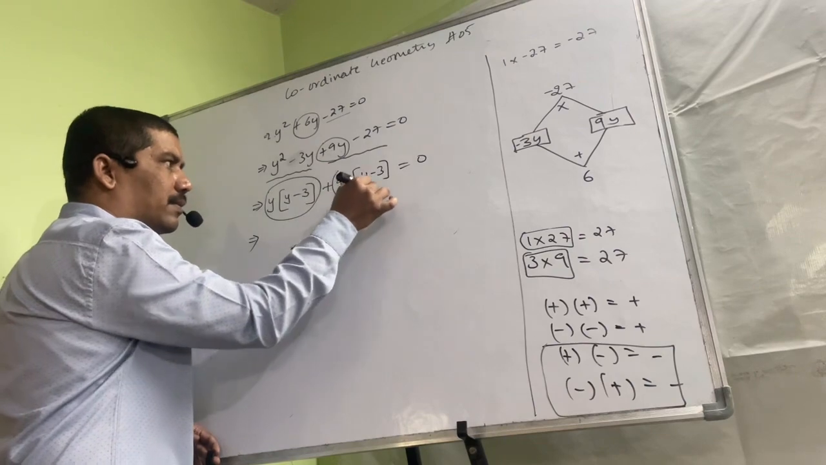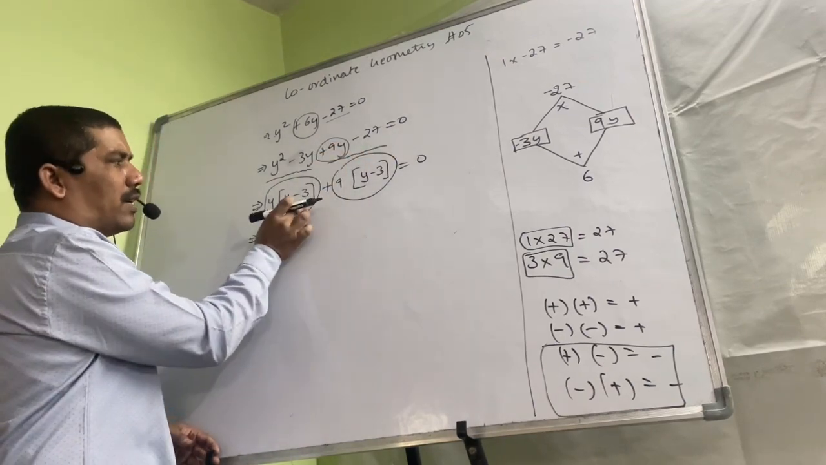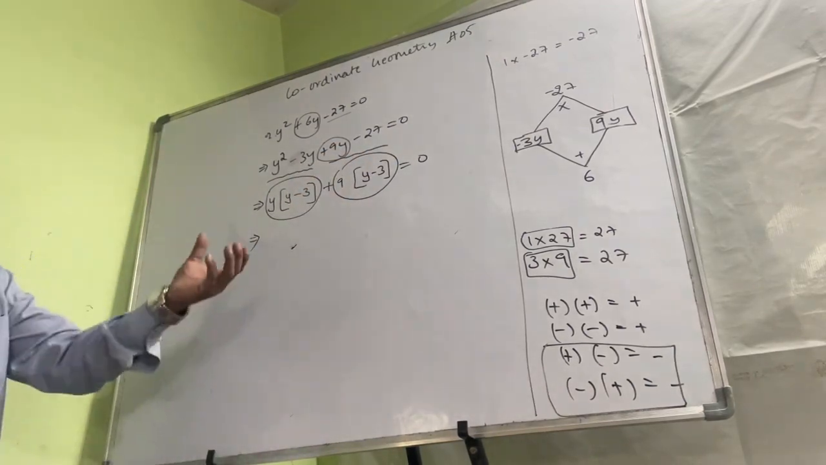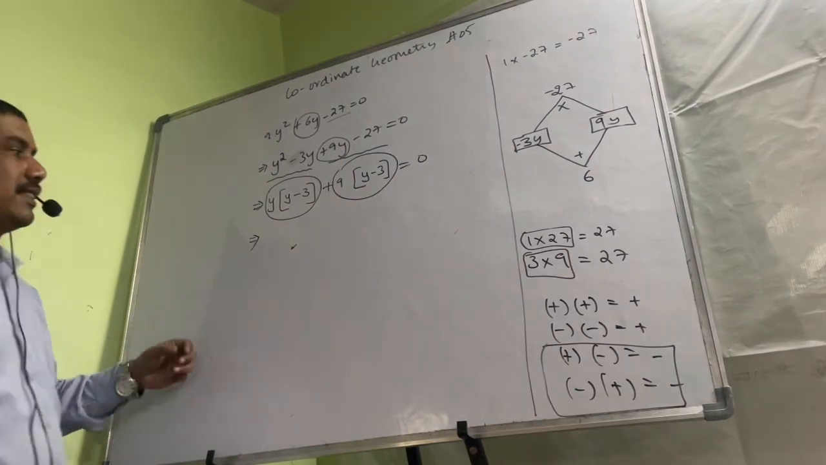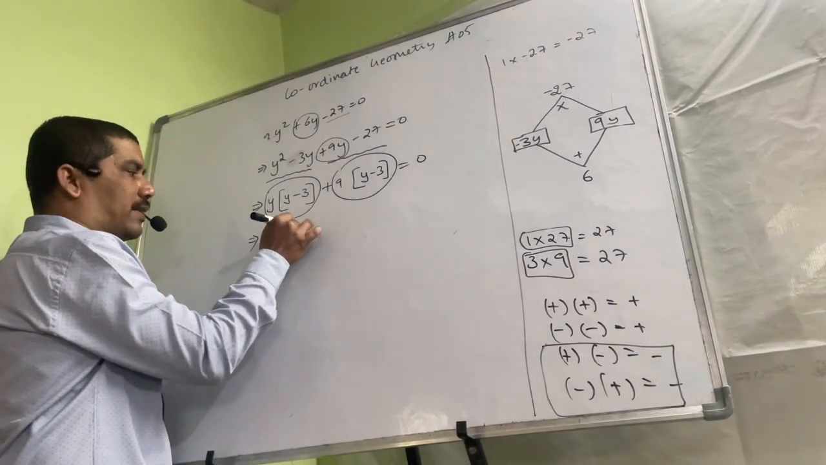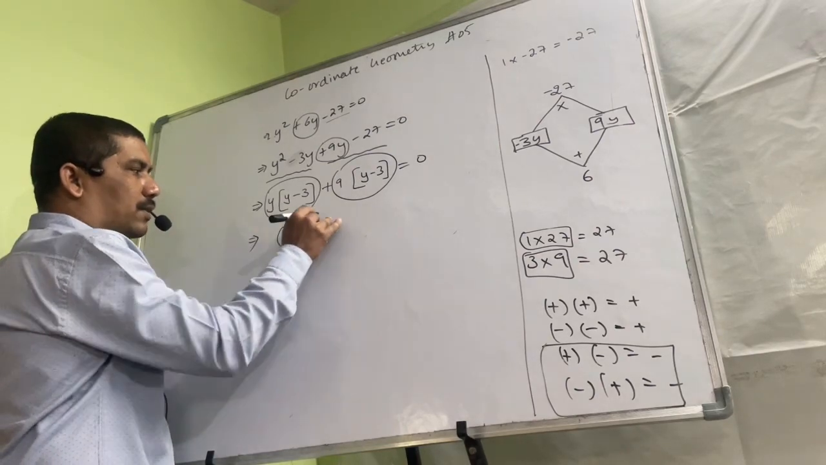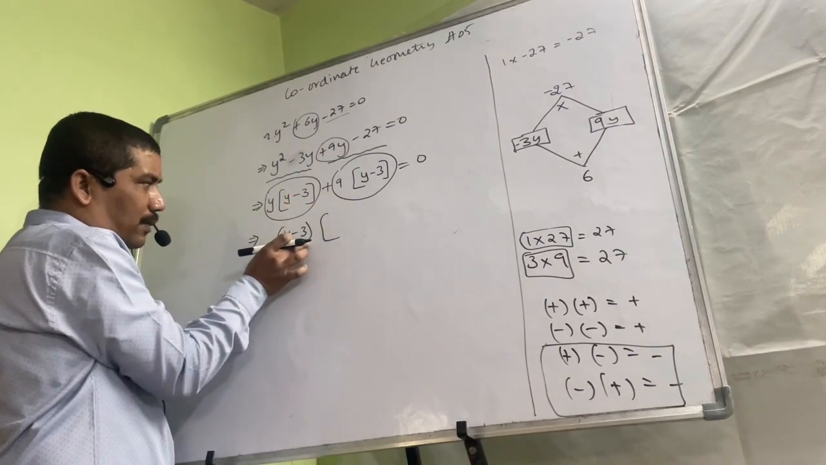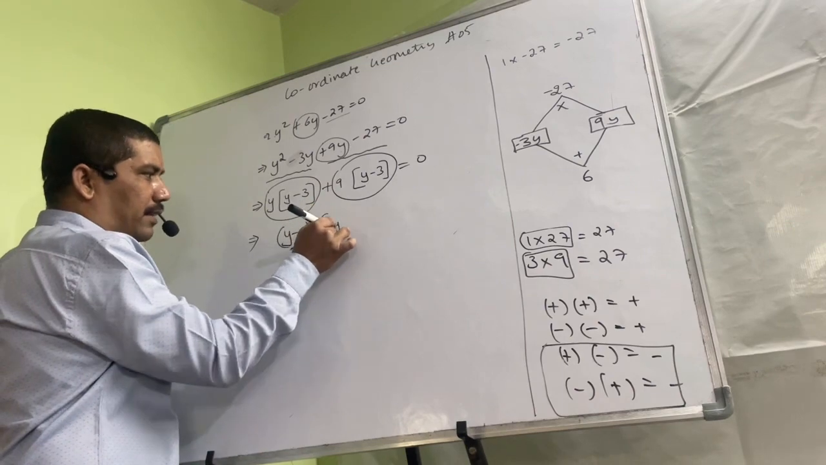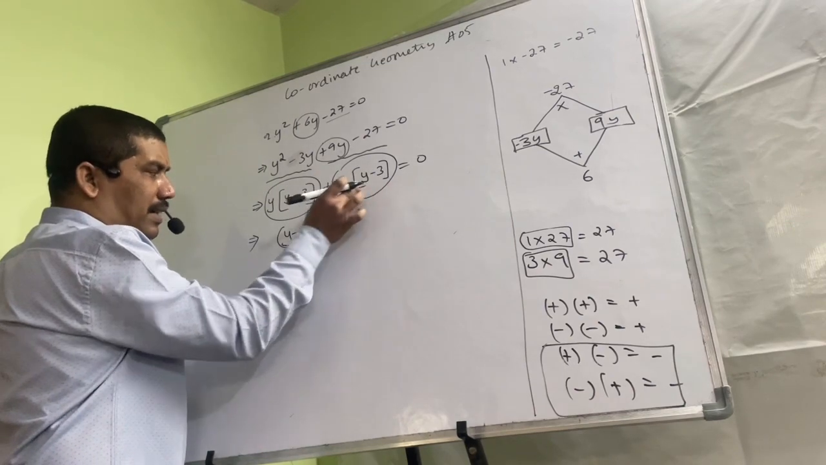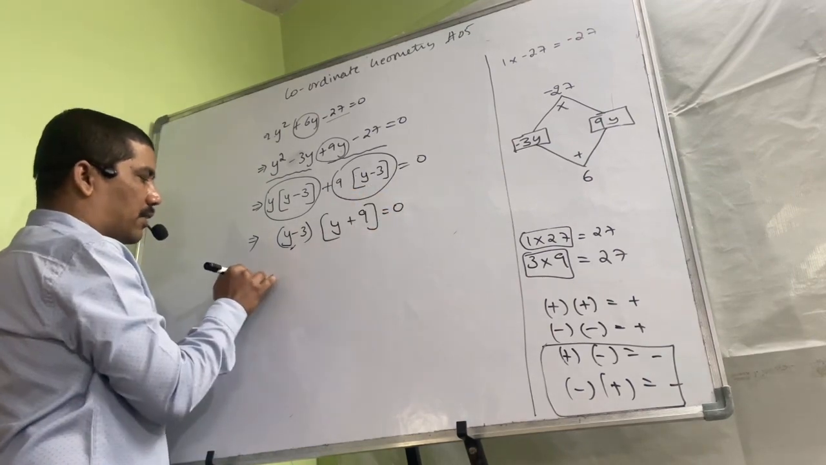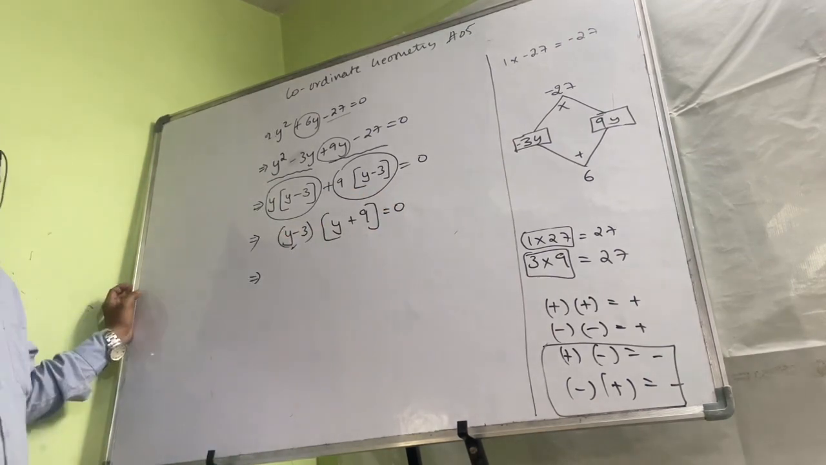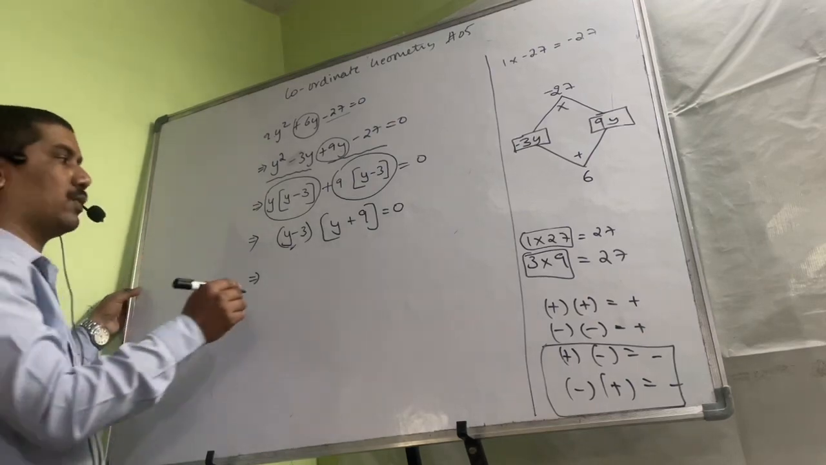This is one term. See, in both, y minus 3 is common now. Bring it out. Here also y minus 3, there also y minus 3. So you bring that out. Y minus 3 came out. What is left out? Y plus. Y minus 3 came out. What is left out? 9. Okay? So you got two factors. Now separately equate them to 0.